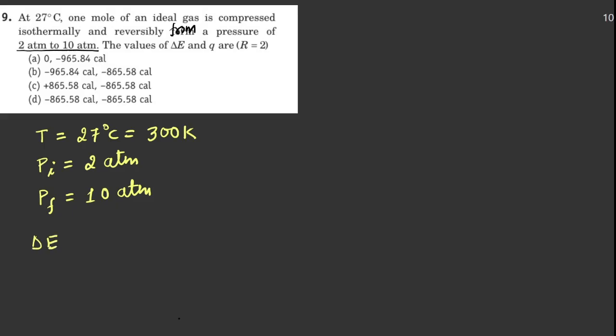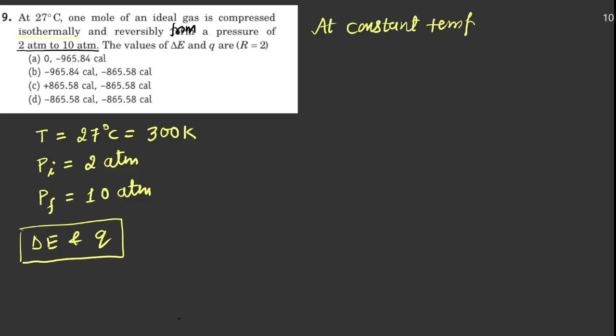So we will calculate delta E and Q. So you know, as it is isothermal, it means at constant temperature, and at the same time gas is ideal. For an ideal gas, internal energy change depends on temperature only. So as temperature is constant, obviously delta E is 0. So this is option 1 only. But let us calculate Q as well.